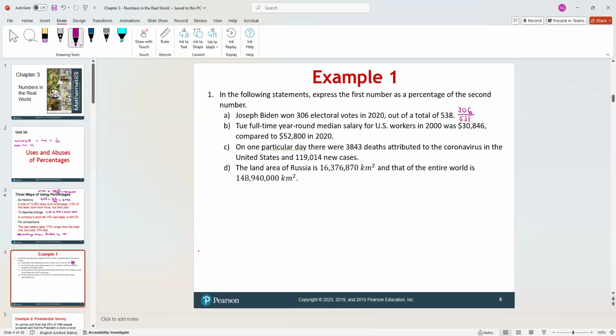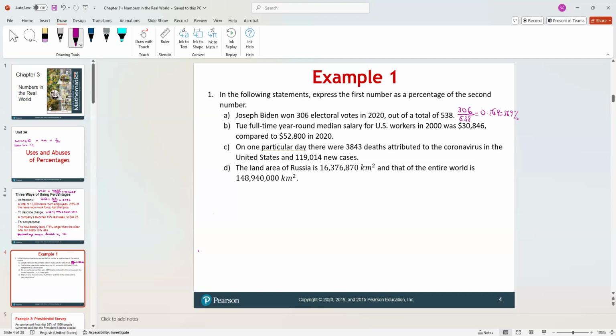So the biggest number is in the denominator, but it's mostly because they said out of. So we can rewrite it as 306 over 538, that you can express in decimal using your calculator, which is 0.569, that you can say is 56.9%, right? You can write it that way with no problem.